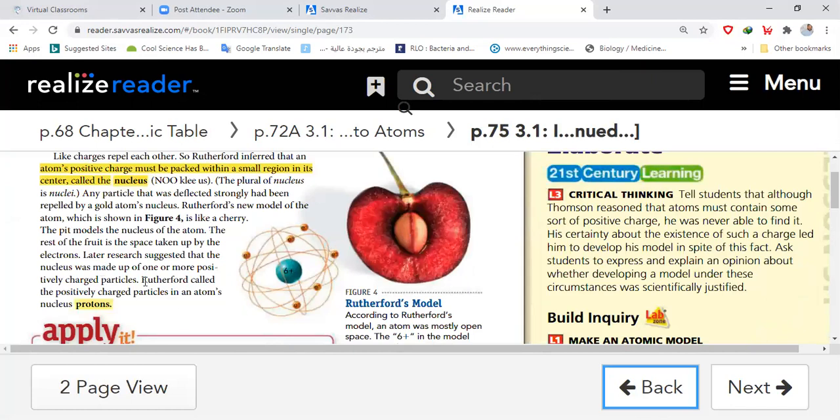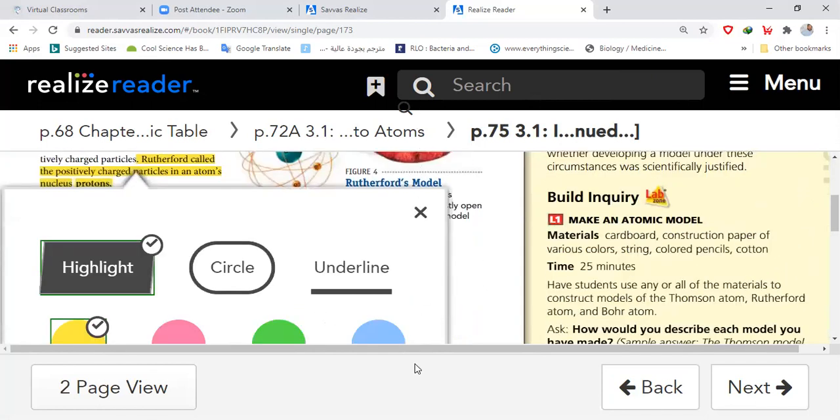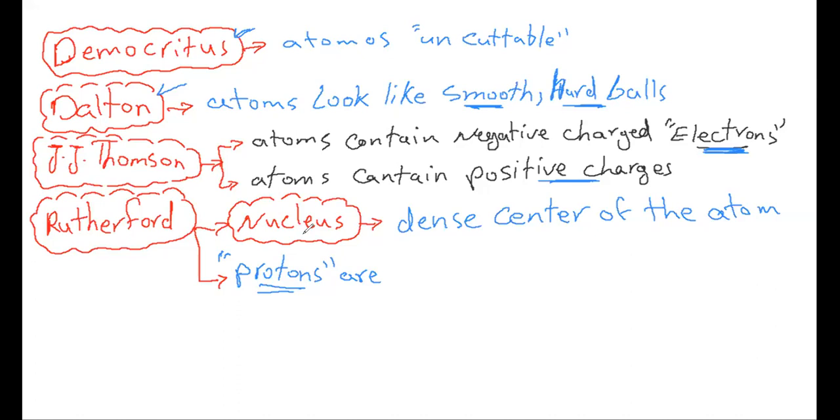So, as we said, Rutherford said that the positive particles in the nucleus are called protons. This is the last thing we said. Let's write it down. So Rutherford said that protons are positive particles in the nucleus. So please write those four scientists down. Write this in your copy, please.